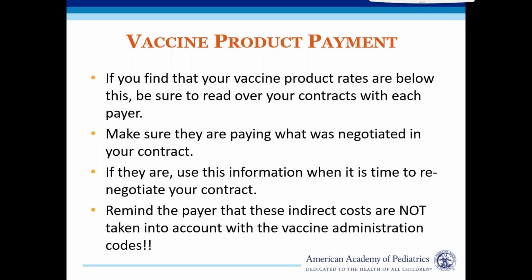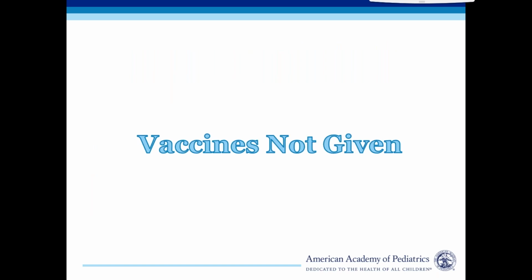Now, if you find that your vaccine product payment rates are below this, be sure to read your contracts with the payers. Make sure there's nothing in the contract that is precluding you from getting appropriate payment. Make sure they are paying what was negotiated in your contract. So if it is below what you've negotiated, make sure that you talk with your payers about that. Remind the payer that these indirect costs that we referred to, the ordering, et cetera, are not taken into account with the vaccine administration codes. Some payers like to think that's the case, but vaccine administration services have their own work and issues built into that in time. This has nothing to do with the product.